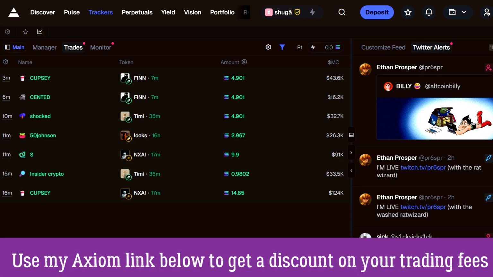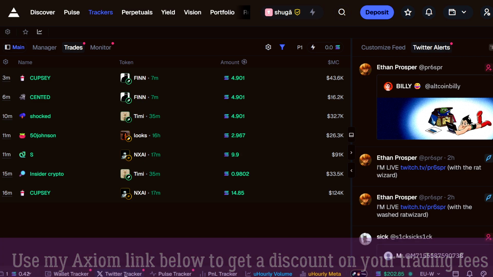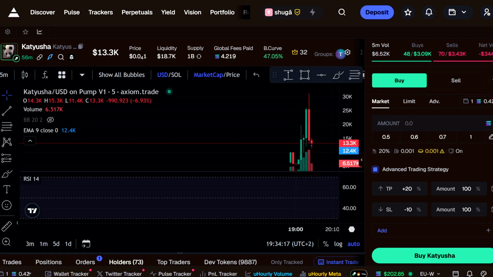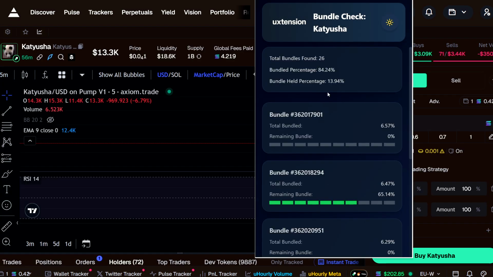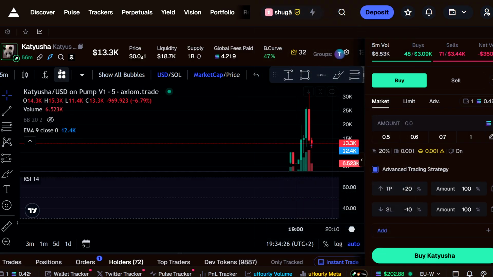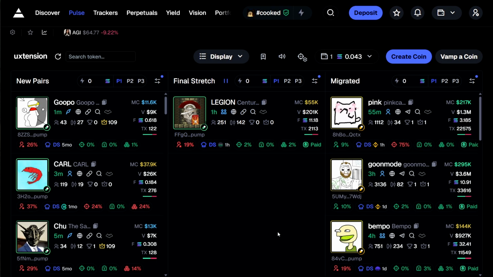I use Axiom in combination with the free Uxento Chrome browser extension. This is a free tool that quickly shows you how many wallets are bundled. Just open a chart and click the extension, and you will see how many wallets are bundled. You can also use this Chrome extension to find out if a Twitter account has been reused.